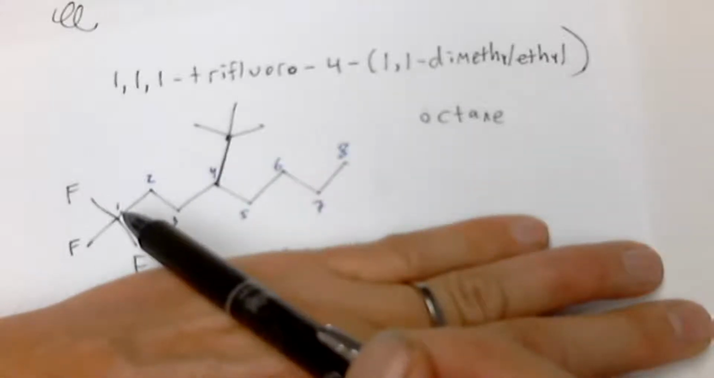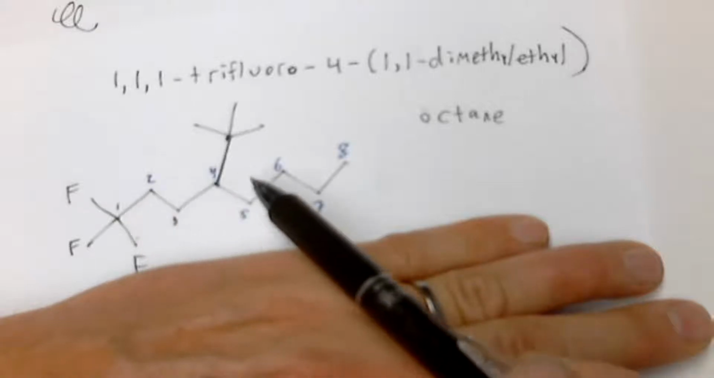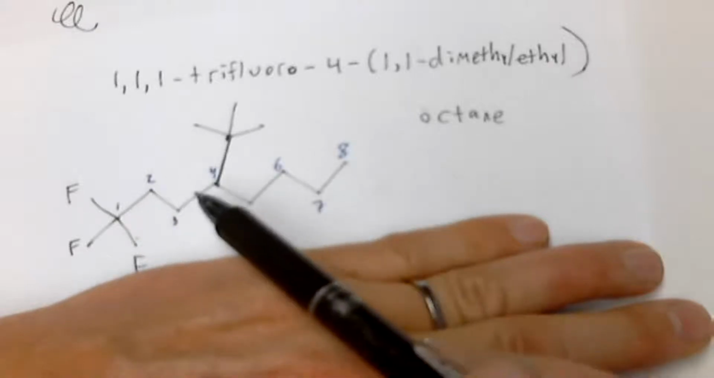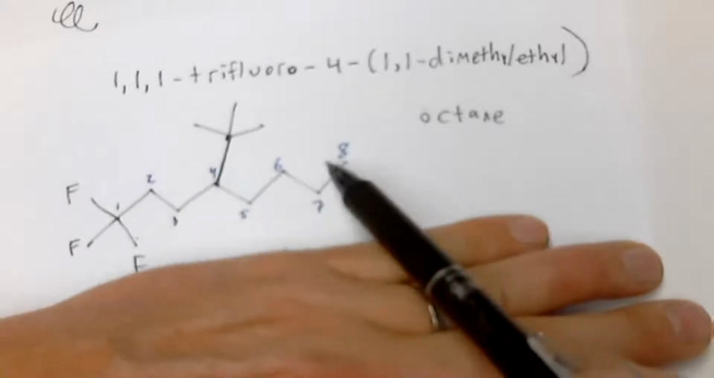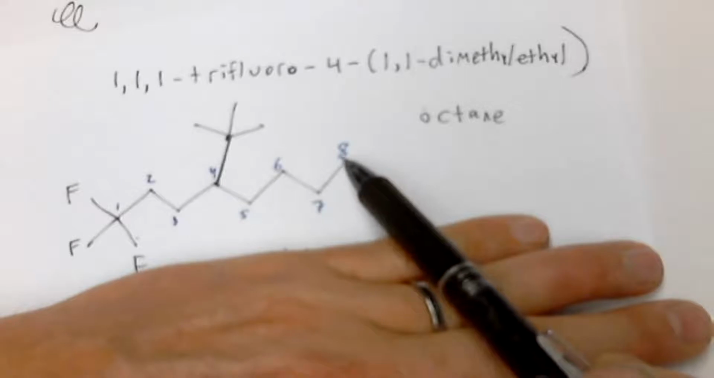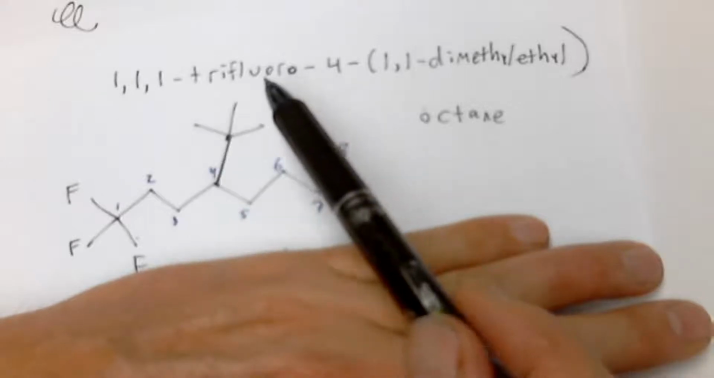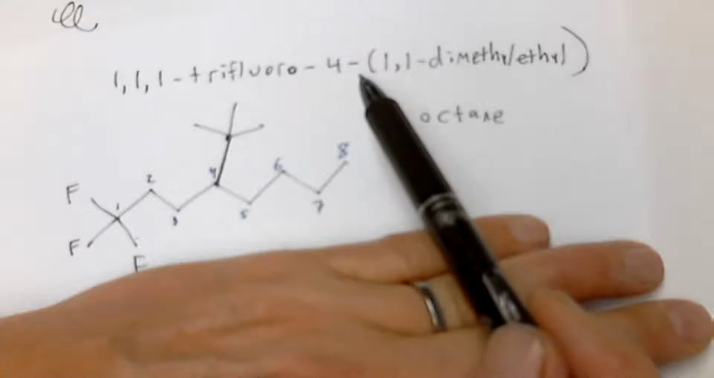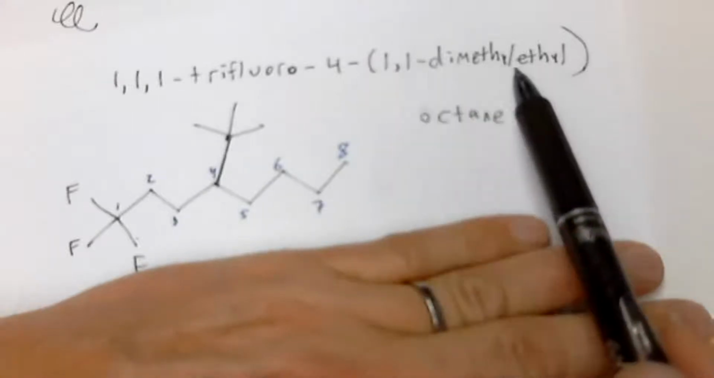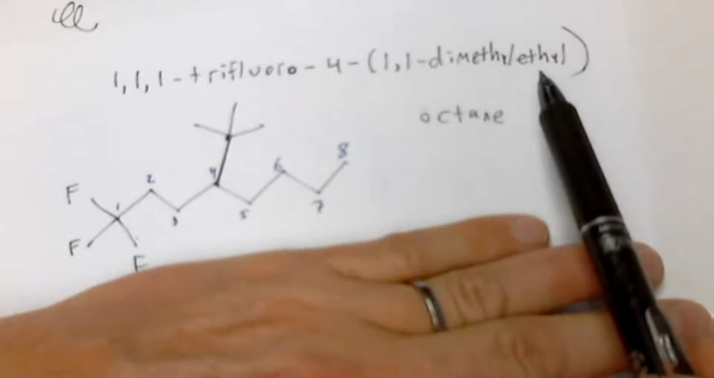I strongly recommend that you fill in the numbers. You'll avoid a lot of mistakes if you just add those numbers to your octane. It's 8 carbons, right? All right, and then I added the trifluoro to carbon 1. And then I added on carbon 4 the dimethylethyl, also called a tert-butyl group.